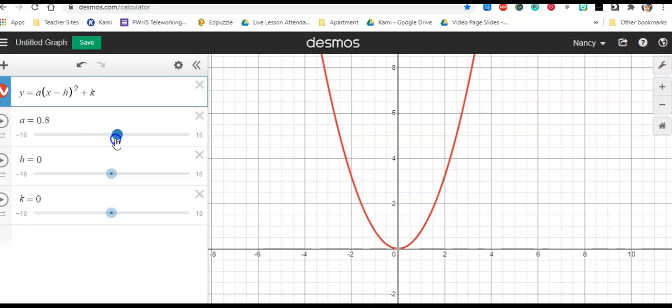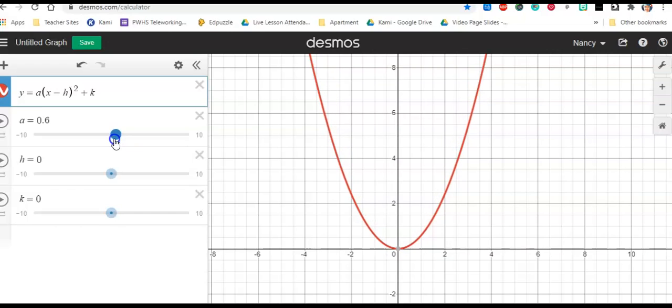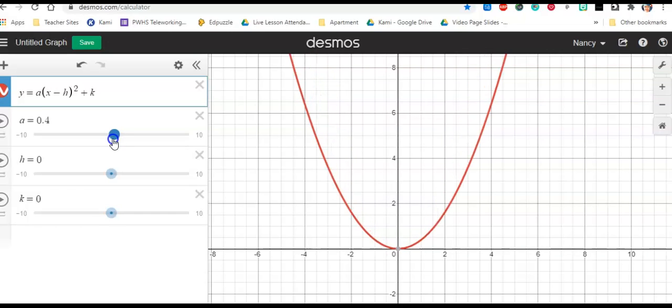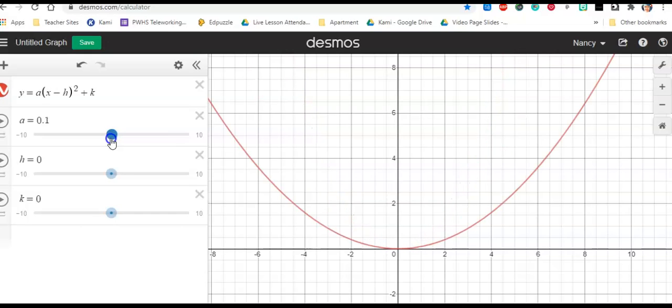If I go between 0 and 1, so that's 0.7, 0.6, 0.5, 0.4, it gets what? I like to look at it as fatter. It gets fatter. That is what we call a vertical compression. In other words, imagine you have a big marshmallow and you squeeze it top and bottom. The sides of it are going to spread out, kind of like this parabola is doing as I keep moving it.